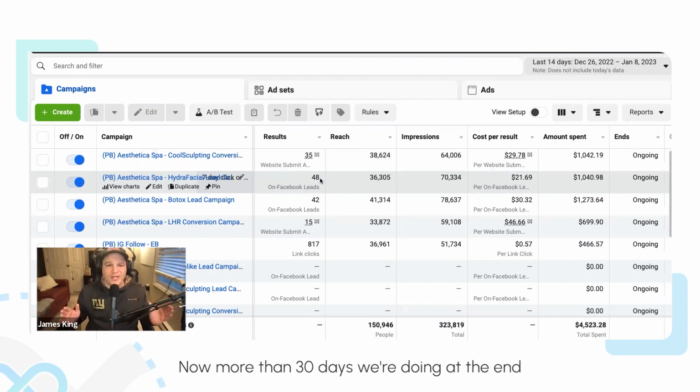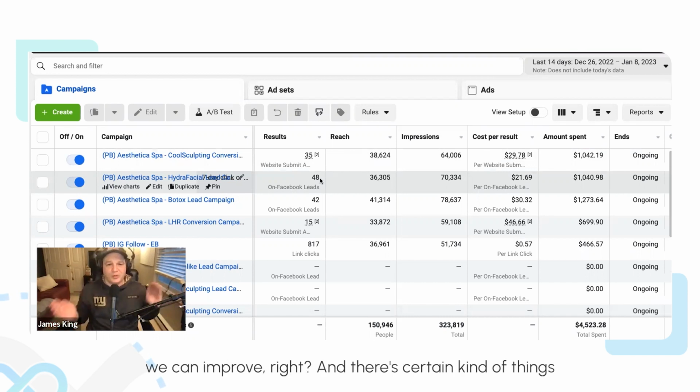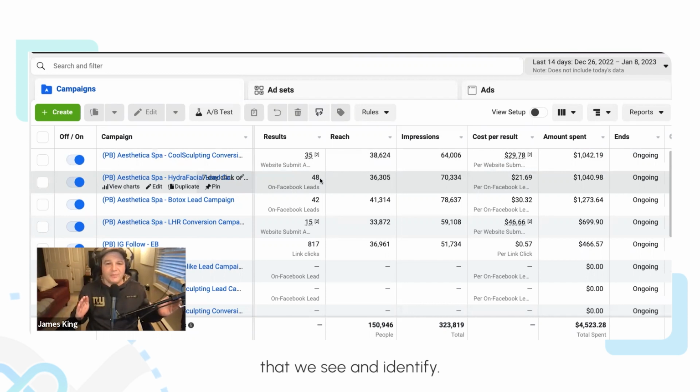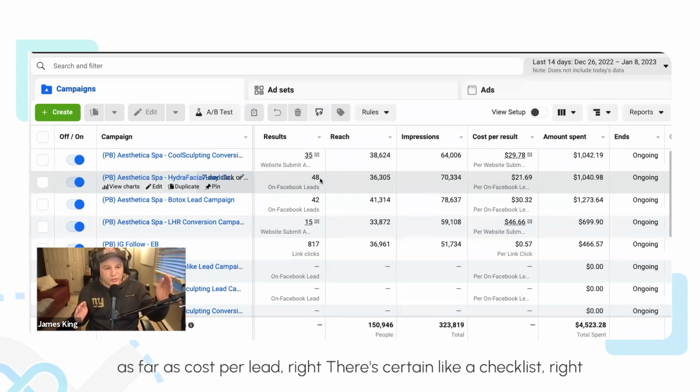Now, the 30 days we're doing more at the end of the month, comparing month to month, to see how we did. But we're always within that 14-day range: what we did the week before, how we can improve, right? And there are certain things that we see and identify as far as cost per lead. There's kind of a checklist, right?